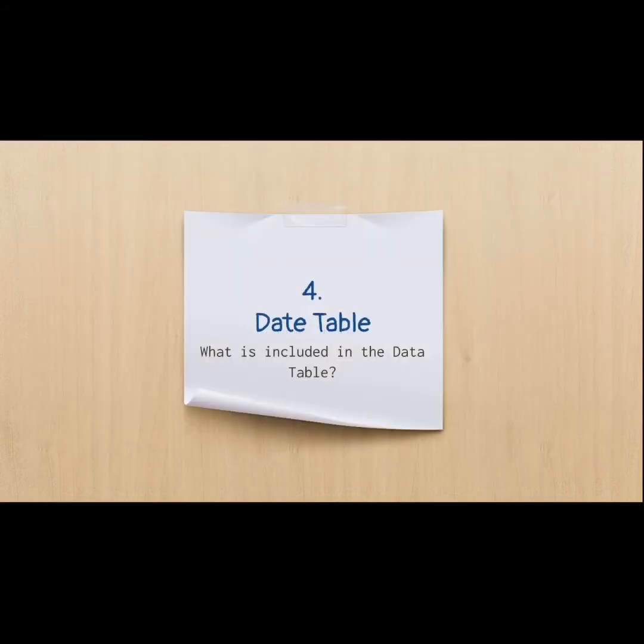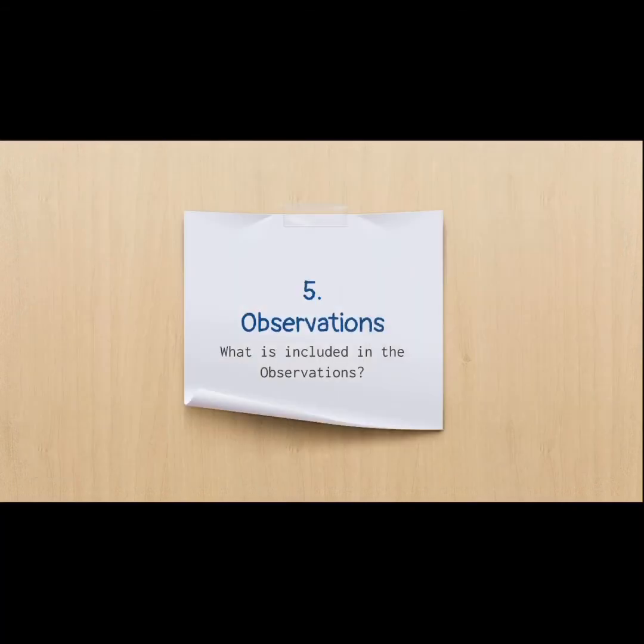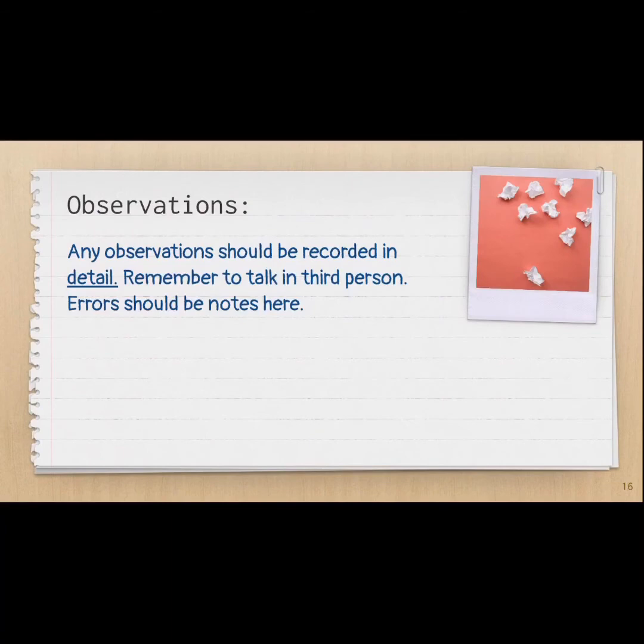Next, we have the data table. The data table could be different depending on what kind of lab we're doing, but really any important observations need to go in that table. And we have observations. Any observations should be recorded in detail. The more detailed you are, the better it's going to be. Remember to talk in third person. Any errors that you find in the lab should be noted here. So let's say you were doing a lab and you should have had a certain percent of a product and your percentage was wrong. You need to write why you think it was wrong and what the error was.